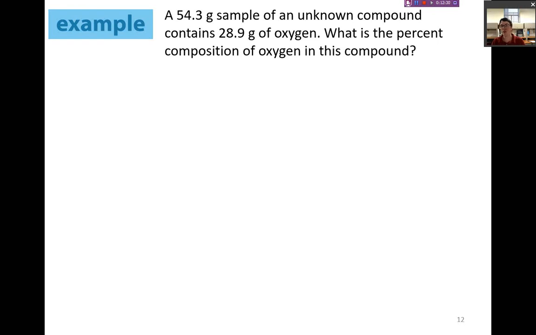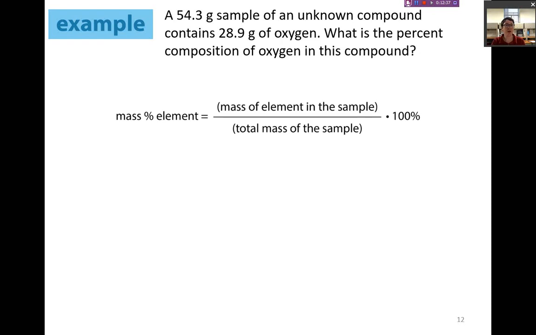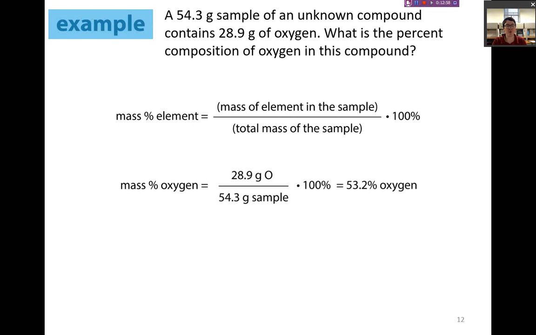Welcome back. So, how do we determine the percent composition of oxygen within this compound? Well, remember that the mass percent of any given element is equal to the ratio of that element's mass over the total mass times 100%. Since we know that the oxygen makes up 28.9 grams of the total, and the total mass is 54.3 grams, we can take the ratio of those two and multiply by 100% to get the percent mass of oxygen.